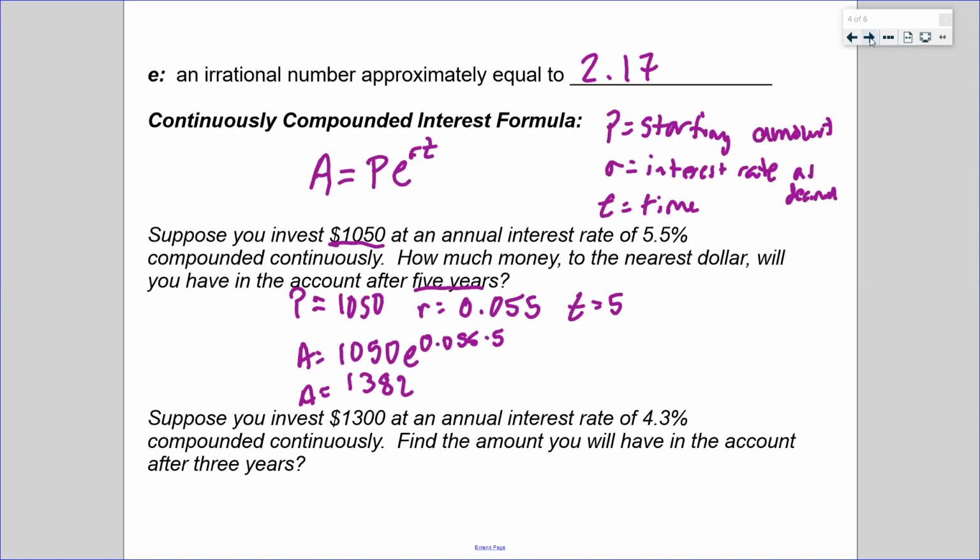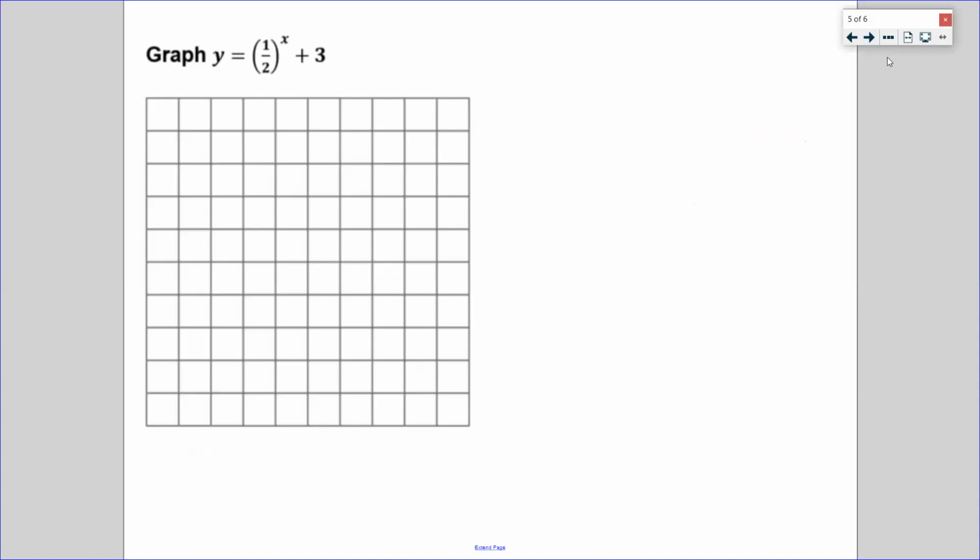Always good stuff. So the last thing we're going to do is 2 examples of graphs. And when we do these graphs, I want to talk about asymptotes as well. So what's the asymptote here? Well, what does k equal? Remember, that's y equals k. Well, k here is 3. So y equals 3.